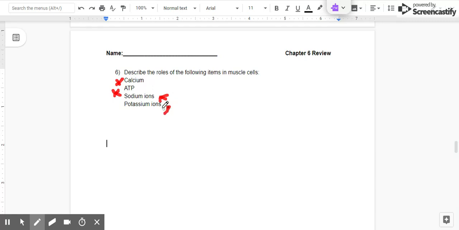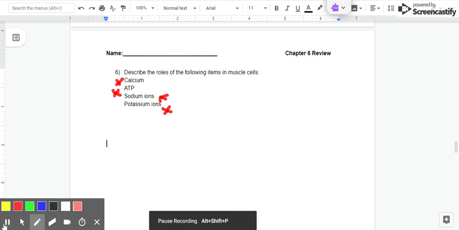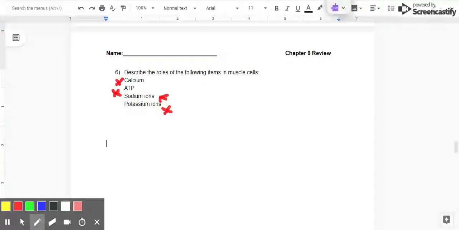Potassium ions, which exist in a really high concentration on the inside of the cell, are responsible for repolarizing. So after we've gone from resting membrane potential of -70 to +30, and then we hyperpolarize, to like +40, +45, what's going to happen is that the sodium channels will close, and the voltage-gated potassium channels will open, and potassium will rush out of the cell, causing the cell to repolarize so that it can receive another stimulus from the nervous system.